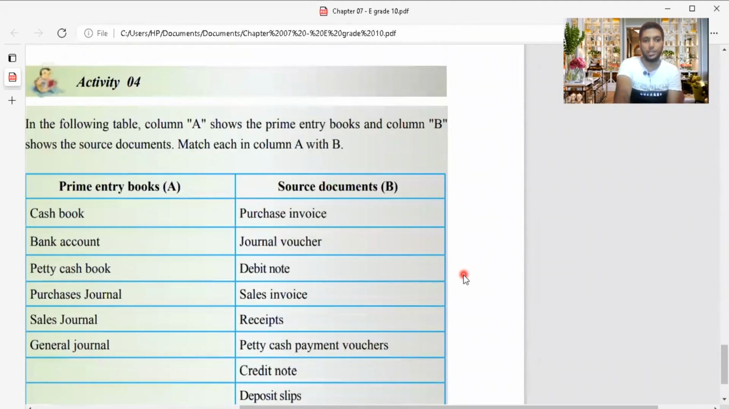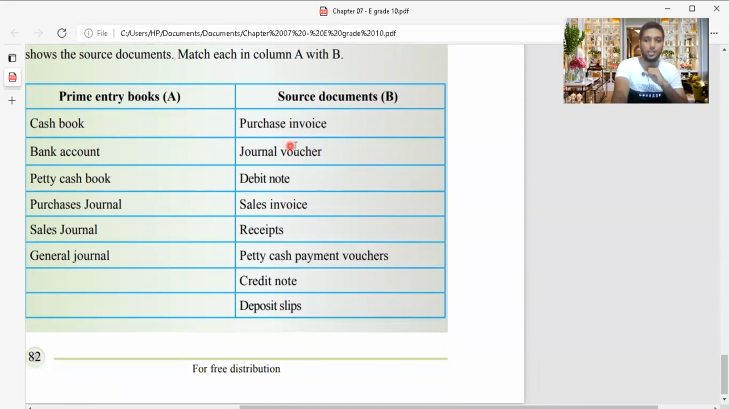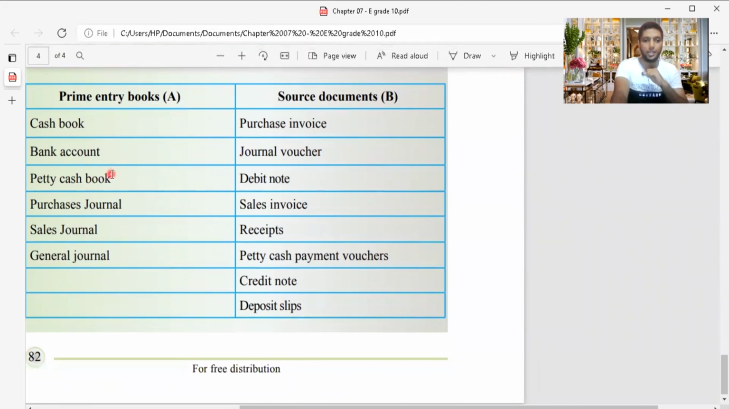It says that in the following table, column A shows the primary books and column B shows the source document. Match each in column A with column B. So now you might see here they have given cash book and bank account. They have given petty cash book, purchase journal, sales journal, general journal. On this side, source document: purchase invoice, general journal voucher, debit note.